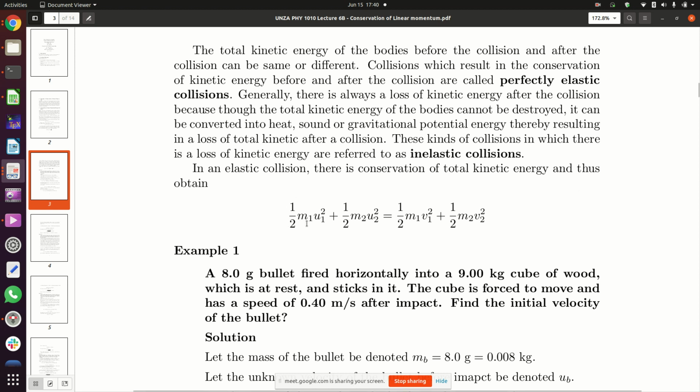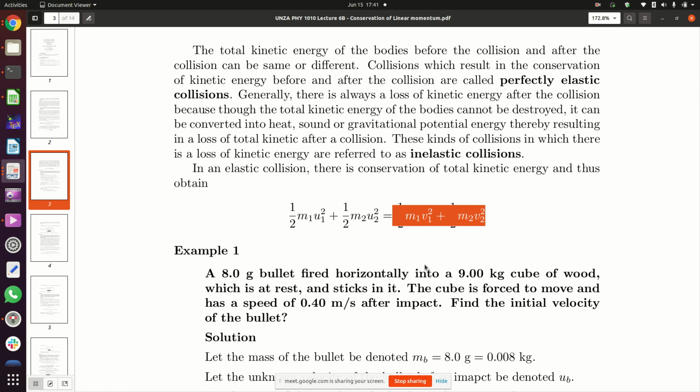The total kinetic energy before, in this case, is going to be half m1 u1 squared, which is the kinetic energy of the first object before collision, plus half m2 u2 squared, the kinetic energy of the second object. So this whole bit here is the total kinetic energy before the collision. You can also work out the total kinetic energy after the collision, which is going to be half m1 v1 squared plus half m2 v2 squared. This other bit is the total kinetic energy just after collision.